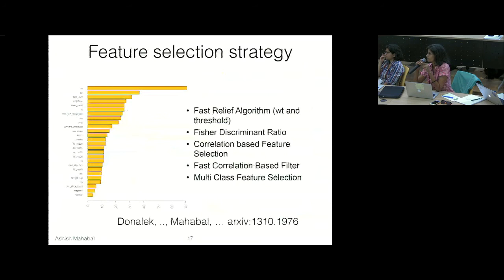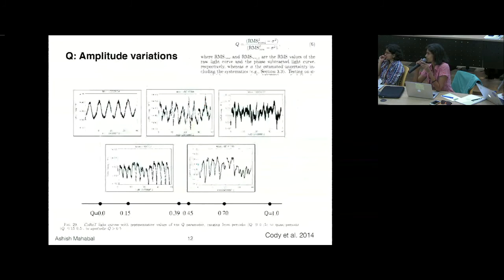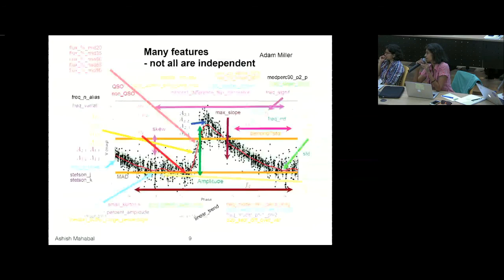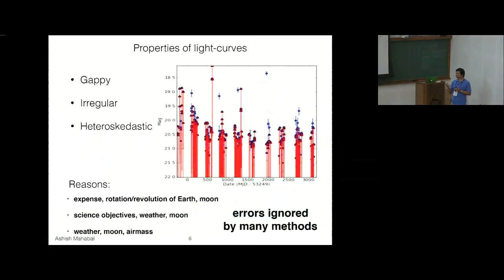Okay, so that's going to differ from survey to survey. Let's say for CRTS, what we have is that in 30 minutes there are 4 observations. And the next set of 4 observations may come the next night, or sometimes the same night, or a week later, or sometimes even a month later. The median value is 10 days.